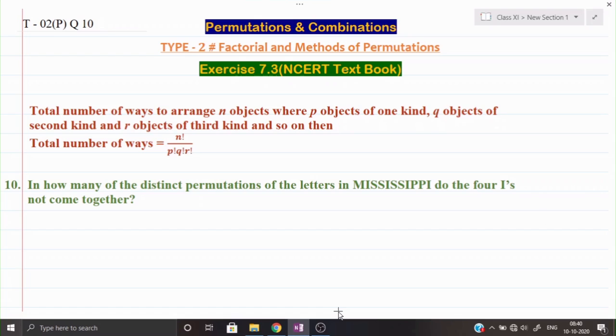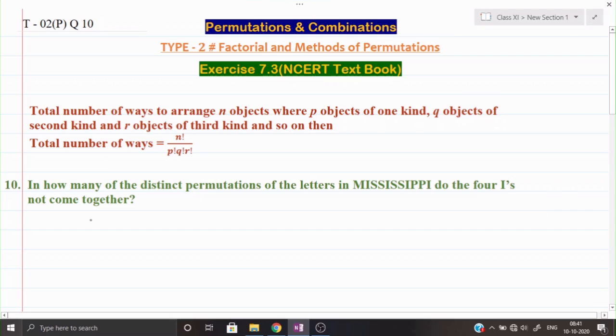Out of 50, 30 are pass, so definitely 20 failed. How did you find it? From 50 you subtracted 30, the total number of students minus the number who passed. The same condition we apply here: from the total number of words we form, we subtract the number of words where the I's are together, and we get the number of words where the I's are not together. Let us see how to find the solution of this question.